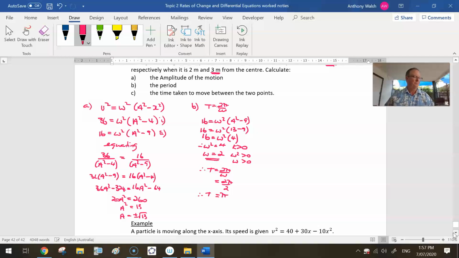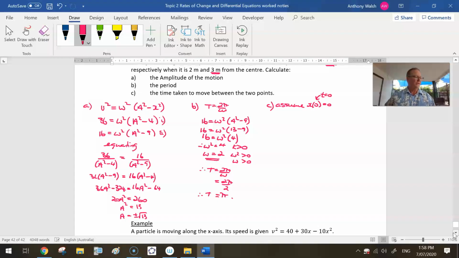Excellent. Finally, what's the time taken between the 2 points, i.e. when it's 2 meters from the center and 3 meters from the center? Well, remember one of the things that we said, that x is equal to a sine omega t. Now, we're going to assume that at t is equal to 0, x is equal to 0.